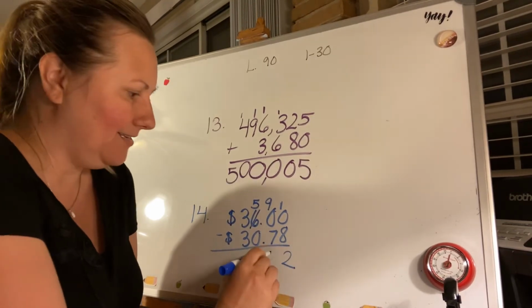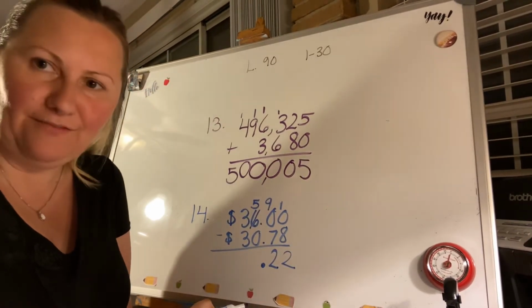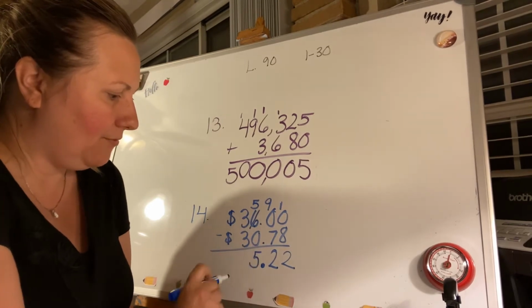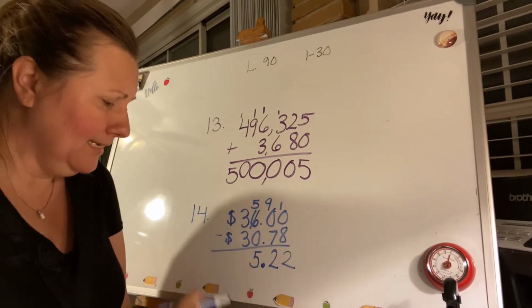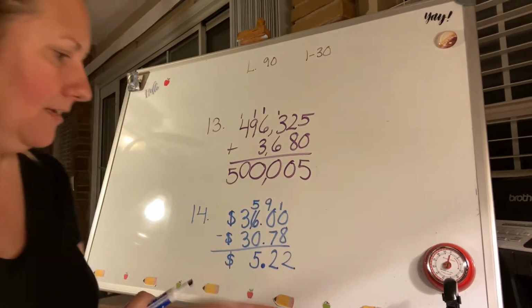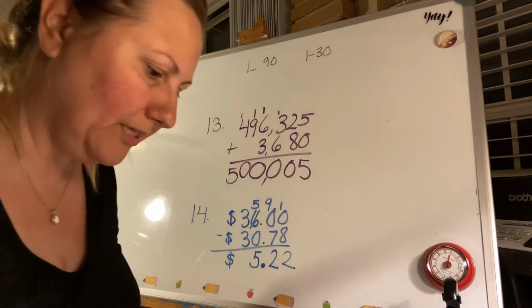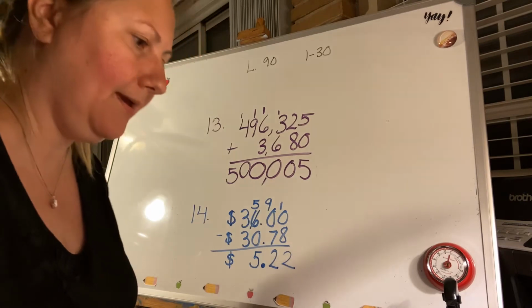9 minus 7 is also 2. 5 minus 0 is 5. 3 minus 3 is 0. I don't need that 0. And I have $5.22. Okay.